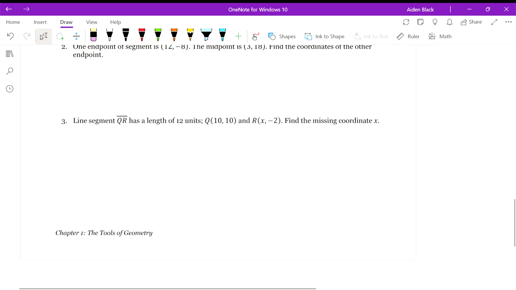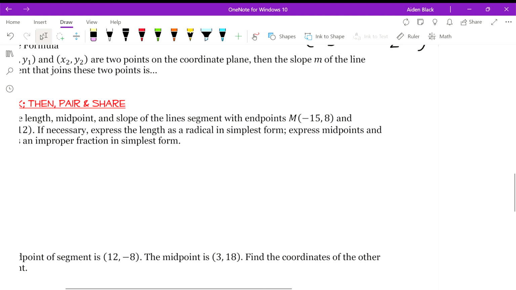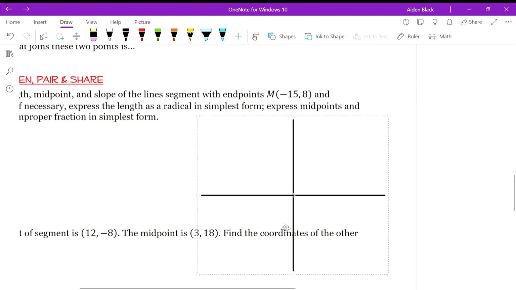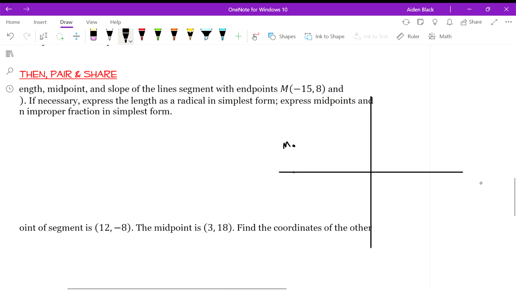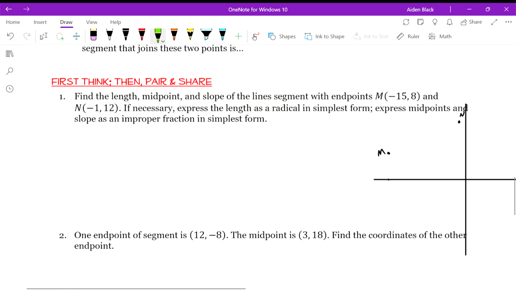Now we can go to this problem here, which asks us to find the midpoint of this set of points. So I'll just kind of put in axes right here so we can visualize this. So M is at negative 15, positive 8, somewhere back here. And N is located at negative 1, 12, so something like this. You know your midpoint is going to be somewhere in here, right? Somewhere between these 2 points.